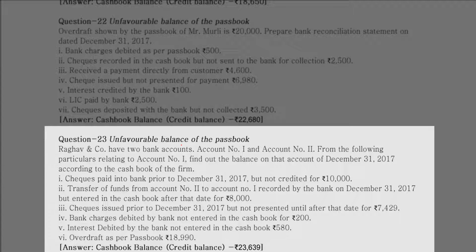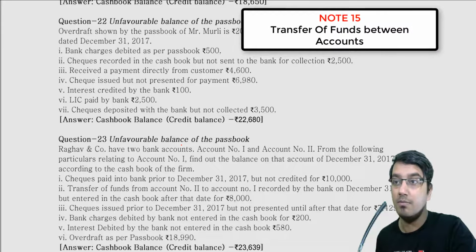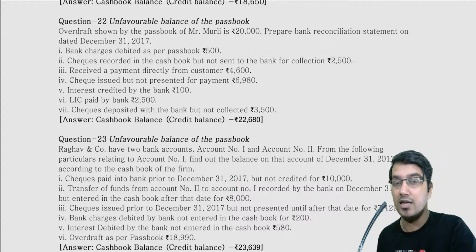So we need to prepare BRS for account number 1. If they had given balances for account number 2 as well, we could have prepared BRS for account number 2, but we cannot. The details for that account are not given. But why have they discussed account number 2? Because there is a certain transfer occurring from one account to the other, which is why this question is being discussed by me. Otherwise we have already discussed how to deal with multiple accounts.